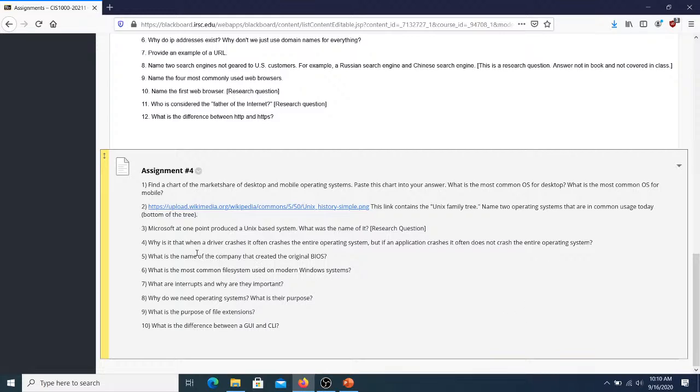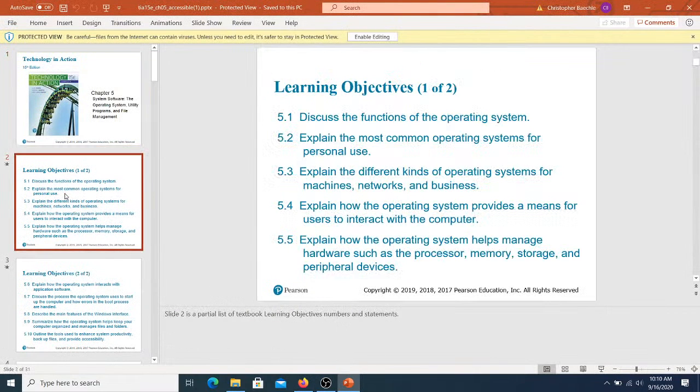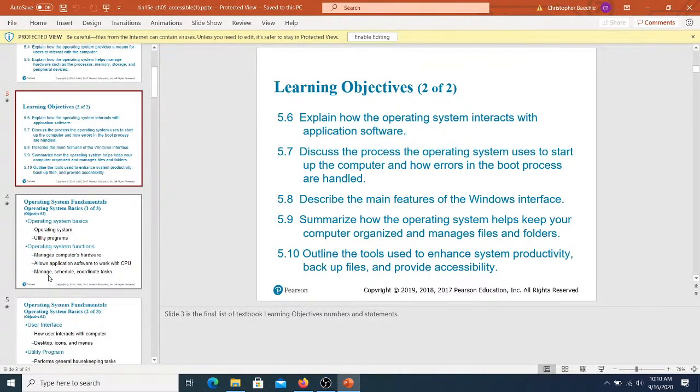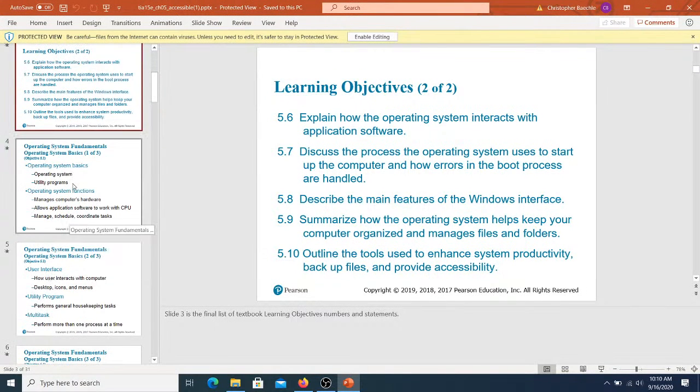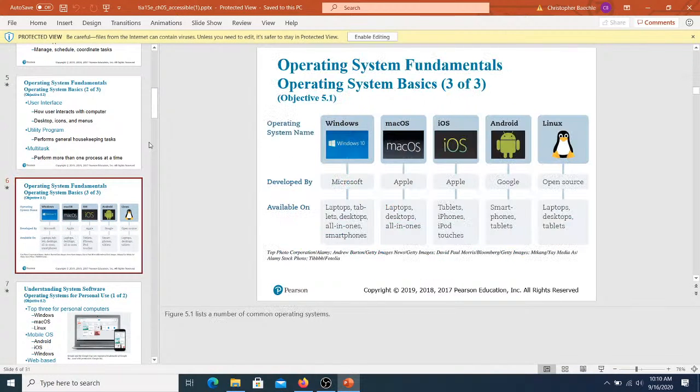We'll talk about the BIOS. This is kind of a research question. I should have marked it that. Common file systems. We'll talk about file systems, interrupts, the entire purpose of an operating system, back to file extension stuff, and then graphical interfaces and command line interfaces. Okay.